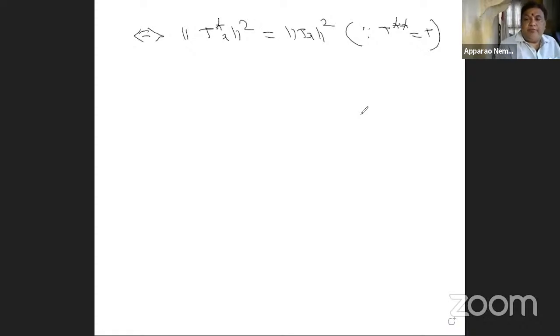That implies, if and only if norm T star of X whole square equals norm T of X whole square, because T double star equals T. If and only if norm T star of X equals norm T of X.